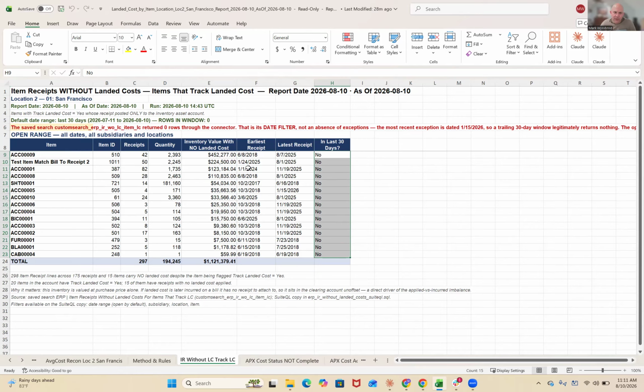You could also put a filter on this and say, only show me the last 90 days or what have you, or give it a date range. I think this is a pretty neat way to answer: am I capturing all my landed costs? This will also be shown by location. So this is location two, our San Francisco location in the dev account. Each tab would be location centric since item receipts are location centric. And that could also help you track if the proper landed costs are being applied.